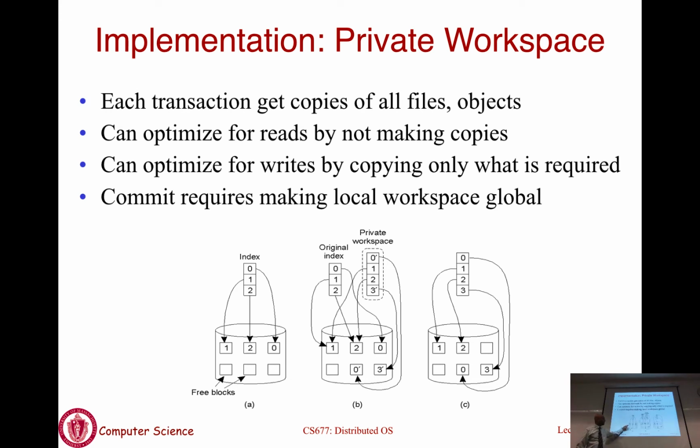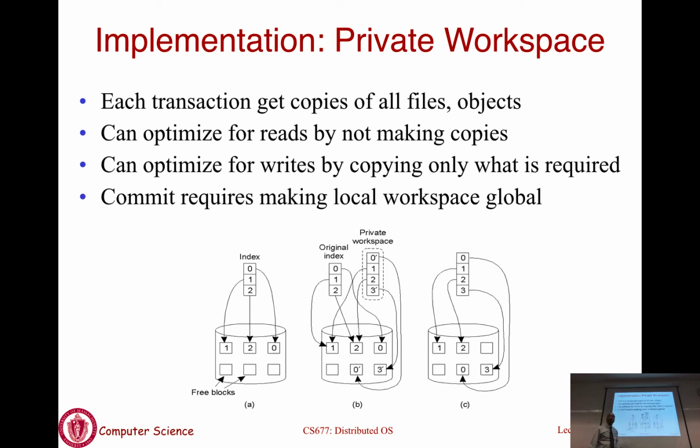Here you have a disk, and the database has 3 blocks. So let's say there are 3 records. We don't really care about blocks here for the example. So there's record 0, record 1, record 2. Here's the index. The index basically says record 0 is stored at that location on disk, 2 here and 1 here. That's our original database.